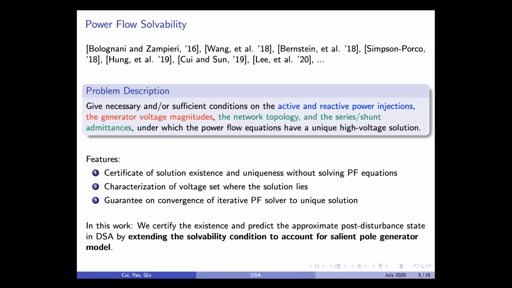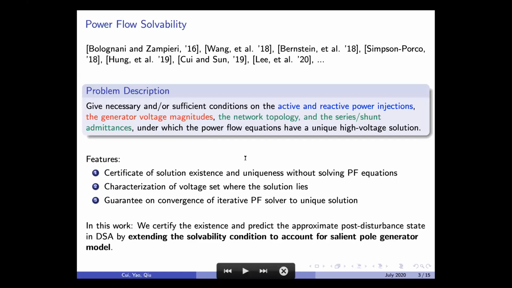So the features of the solvability conditions are as follows. First, it gives us a certificate of solution existence and uniqueness without explicitly solving the power flow equations. It also gives us a characterization of the voltage set where the solution will lie so that we can warm start the solver. And under some additional conditions, it guarantees the convergence of iterative power flow solvers to find the unique solution.